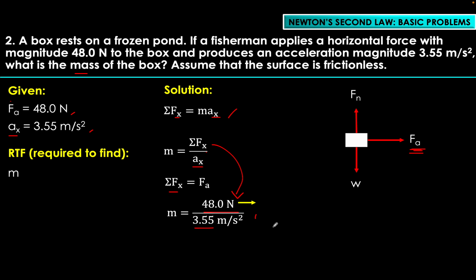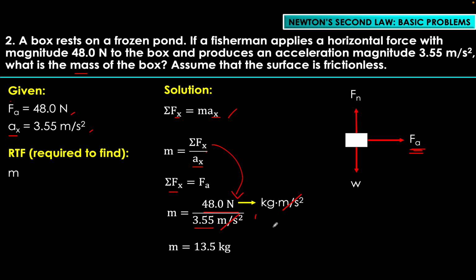For the cancellation of units, again, recall that a newton is equivalent to kilogram meters per second squared. And you can see here that meters per second squared can now be cancelled, leaving us with kilograms as the unit for our final answer. So our mass here is 13.5 kilograms.